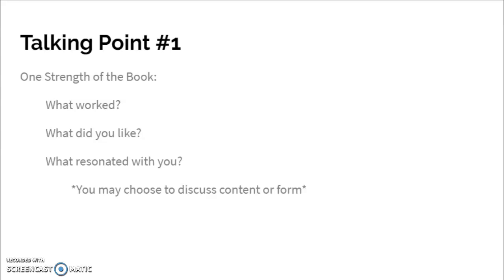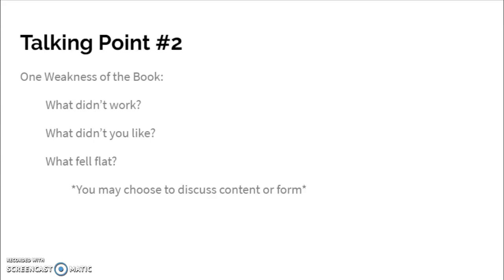Or you can talk about form. You can talk about the way in which the book was produced. So the sketches in it was something that you liked, or the way it was structured, or his tone in writing it. So you can choose one or the other. I want to clarify here, you are only choosing one strength. So it can be something that worked for you, or something that you liked, or something that resonated. You don't have to find something for each of those questions. So just one strength of the book, and you'll talk to us about why you thought it was a strength.